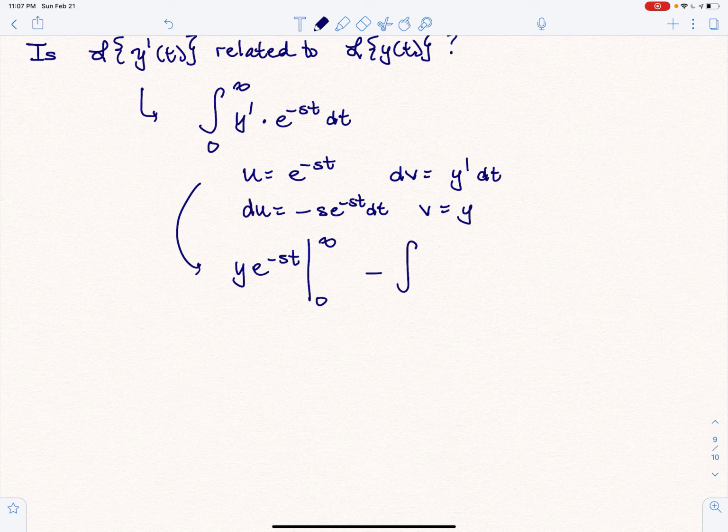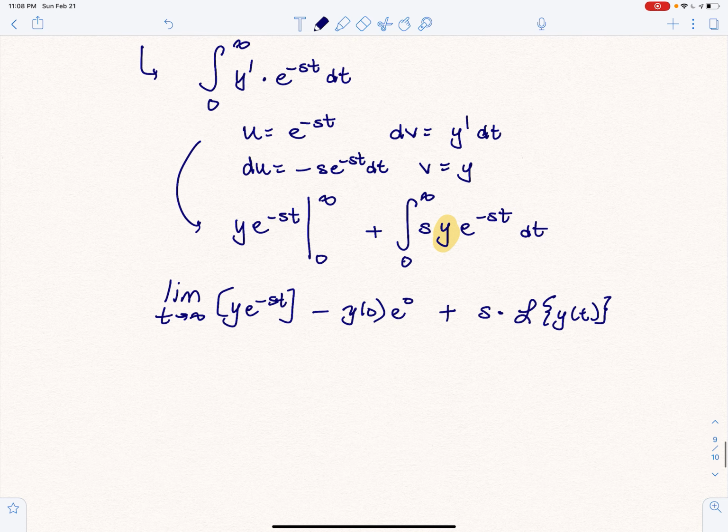Well, this is interesting because let's just take it piece by piece. So this first one, we have the limit as t approaches infinity of y e to the negative st, minus, now if we substitute 0, y is a function, so we have y at 0, and then we have e to the 0, so there's that. Now this integral, well, let's look at that. It's an integral of something times e to the negative st, but keep in mind the s is constant, so it's really s times the Laplace transform of y of t. So there's our question answered. It is related to the Laplace transform of y of t.